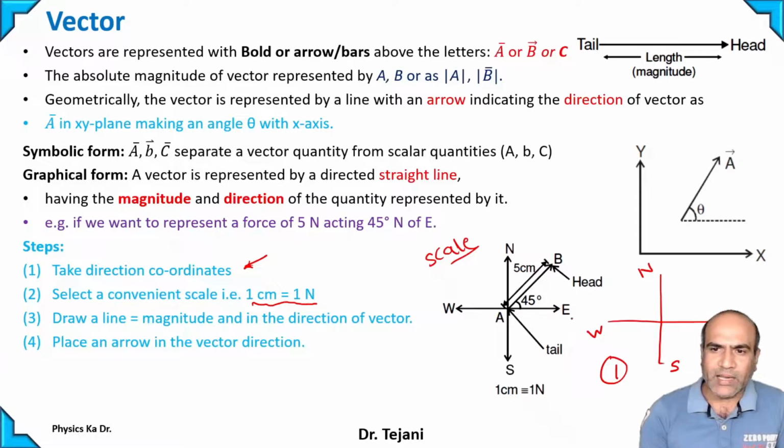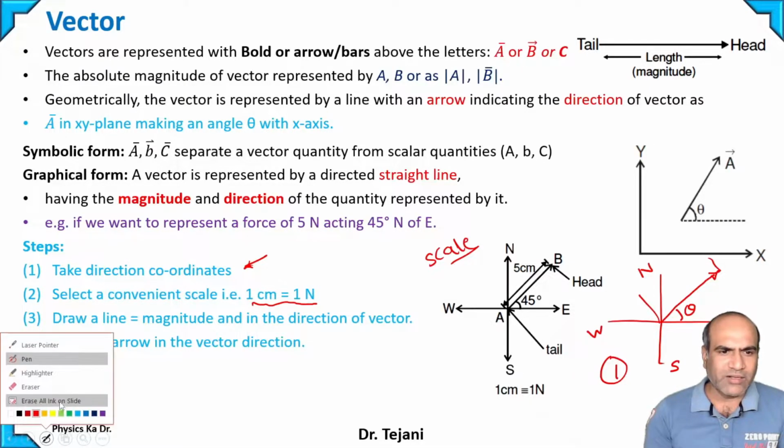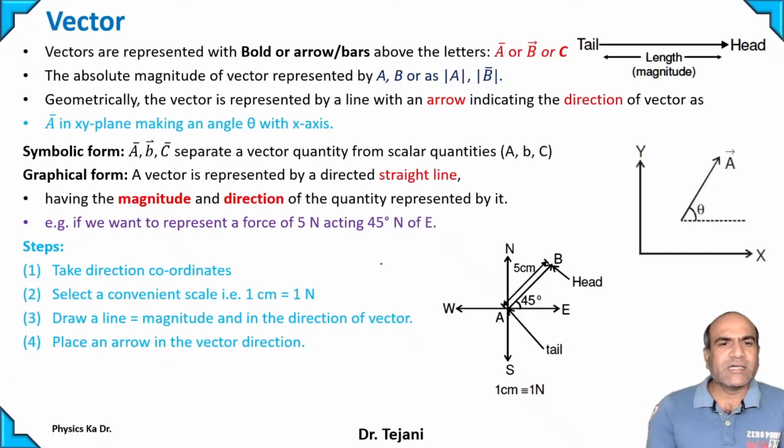Draw a line at the given direction, at the given angle theta, and with the magnitude. The distance we take, the length, is the magnitude. So this is the direction. This is a very simple method to represent any vector for any kind of calculation. It is very simple.